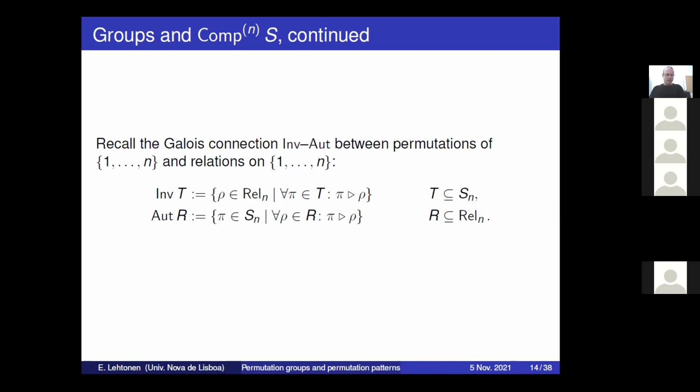And it is a well-known result that every permutation group can be described using this Galois connection. Every permutation group is the automorphism group of some relation or some set of relations. And with the help of these invariant relations, we were able to describe the permutation groups that arise from permutation patterns.